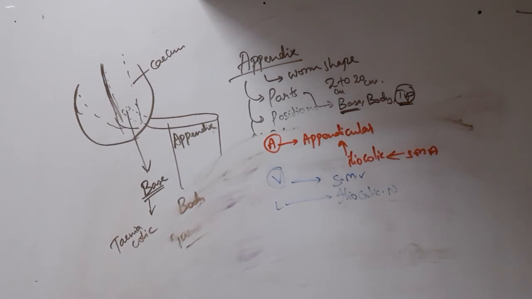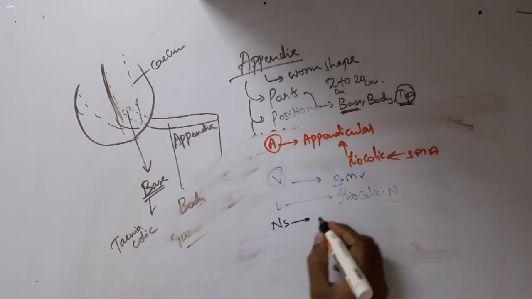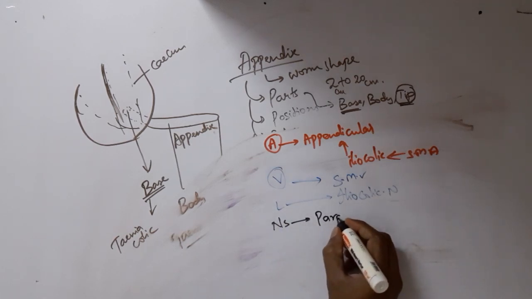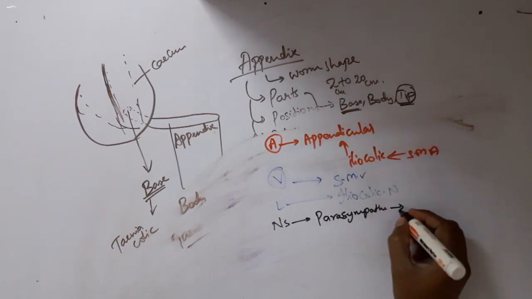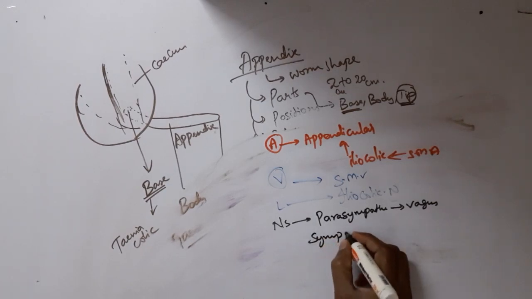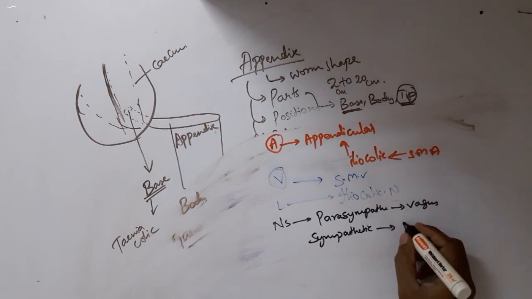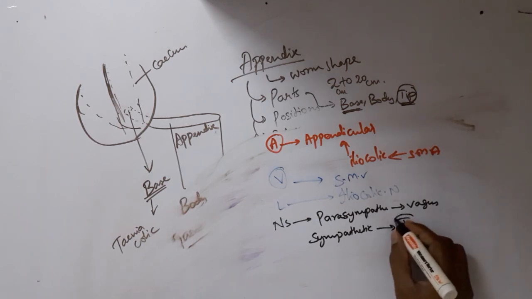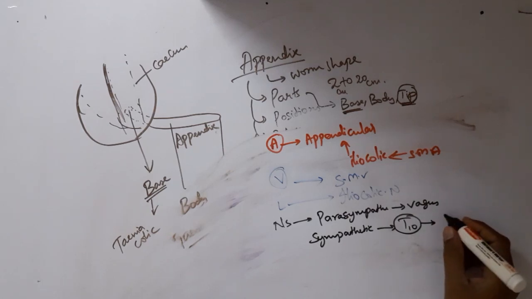And coming to the nerve supply, you have two types of nerve supply: sympathetic and parasympathetic. Parasympathetic is via the vagus nerve. Sympathetic gets fibers from T10. T10's peculiarity is that the same fibers go to the umbilical region.